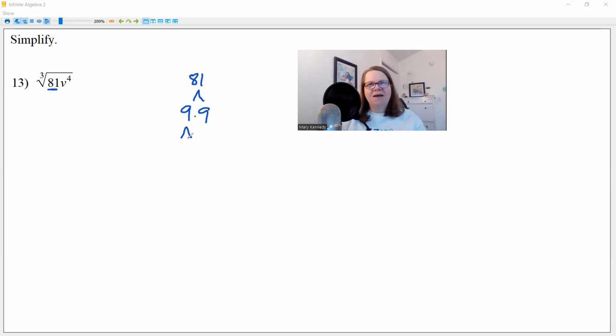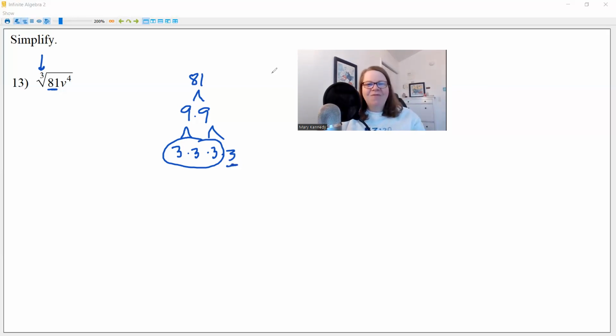How can we factor that? Or how can we think of something that'll multiply to get 9? 3 times 3. And the other 9 would also be 3 times 3. And that works out great because we have to find the cube root. This 3 in front tells us that we're looking for groups of 3 of the same thing. So I have 3 3s. That's a group of 3. I have this little leftover 3. I'll deal with that in just a minute.